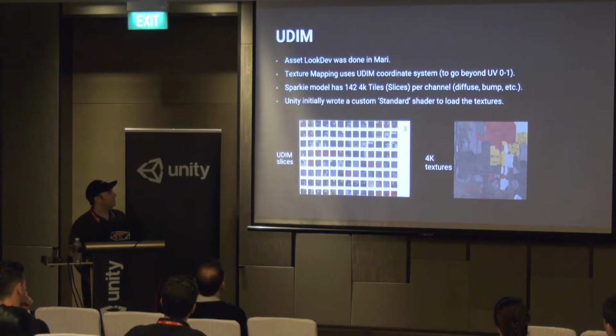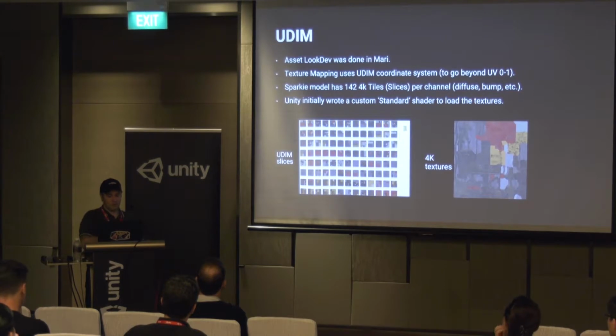So each channel, the diffuse, the bump, the specular, has a number of tiles. In the case of the robot, it has 142 4K tiles for each channel, which is a lot. The reason for this is when we build, say, an X-Wing for Star Wars, we build it way ahead of time, so we don't know if the director is going to have a close-up shot of it or if it's going to be way in the distance. So we really push the resolution as high as we can, and then the director can just do whatever he wants with it.